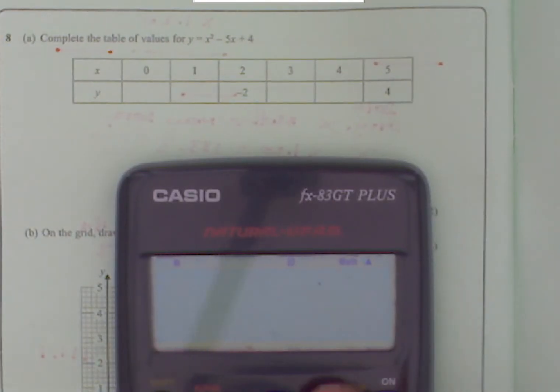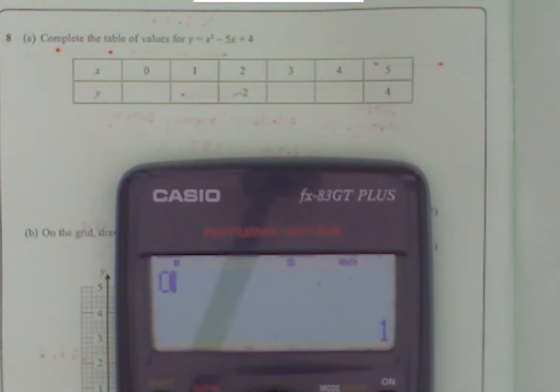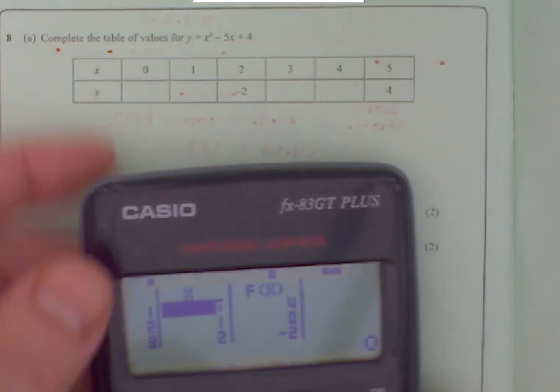Okay, so for this question number 8, I'm just going to use the table function. So one table, type in alpha x squared minus 5 alpha x plus 4. Start at 0, finish at 5, and step is 1. We'll get our answers.